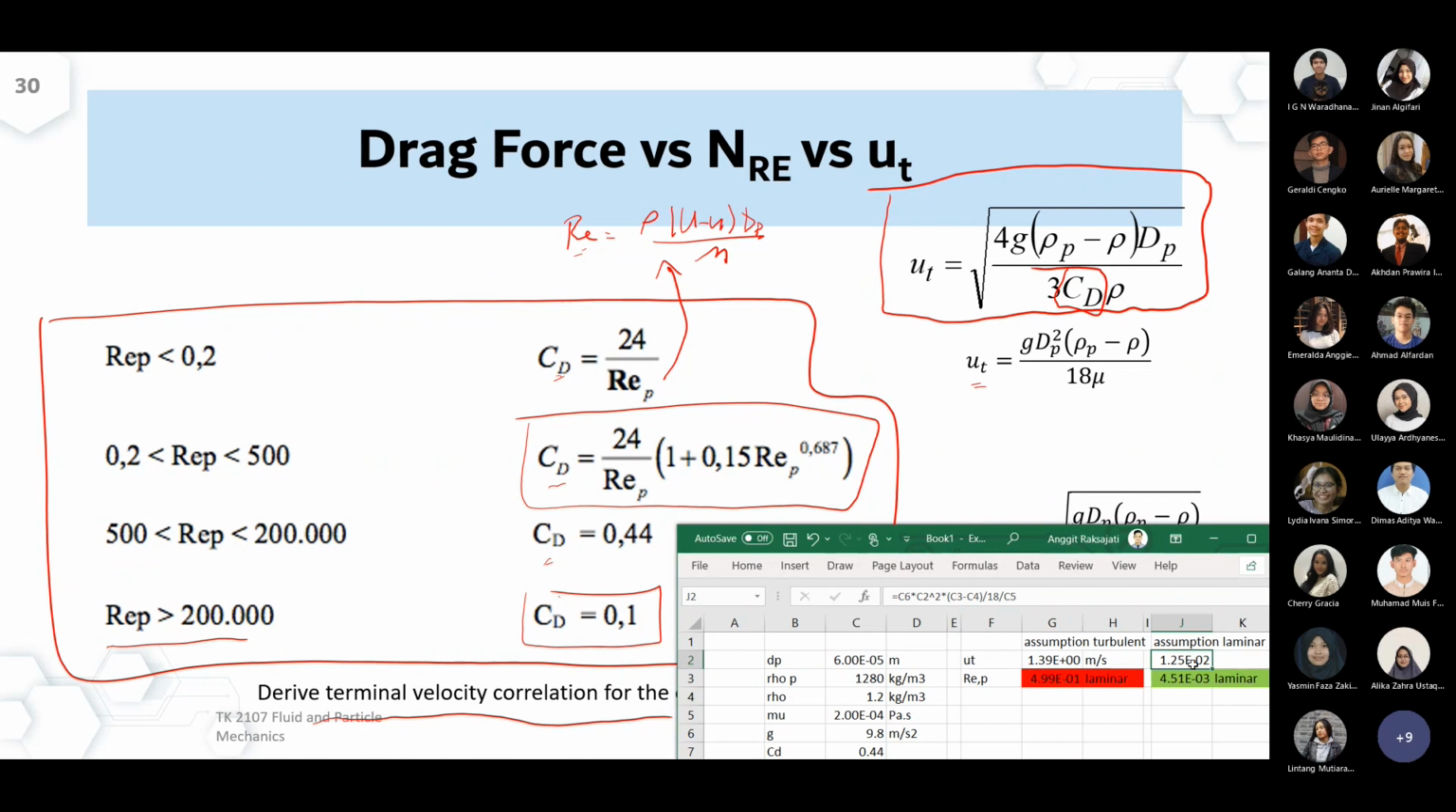So over here, if I got my number correct, then the UT is 0.012 meter per second. By putting those numbers as my slip velocity, then my rho u slip d per mu now becomes 0.004. In this case, it is still within my initial assumed formula, that the Reynolds has to be below 0.2.